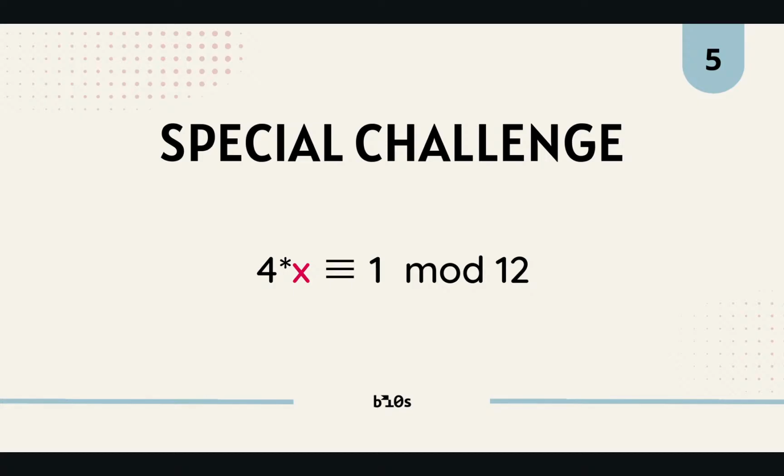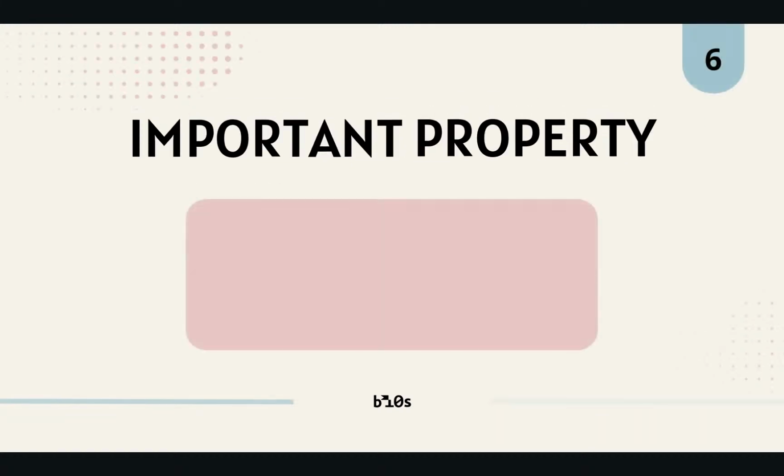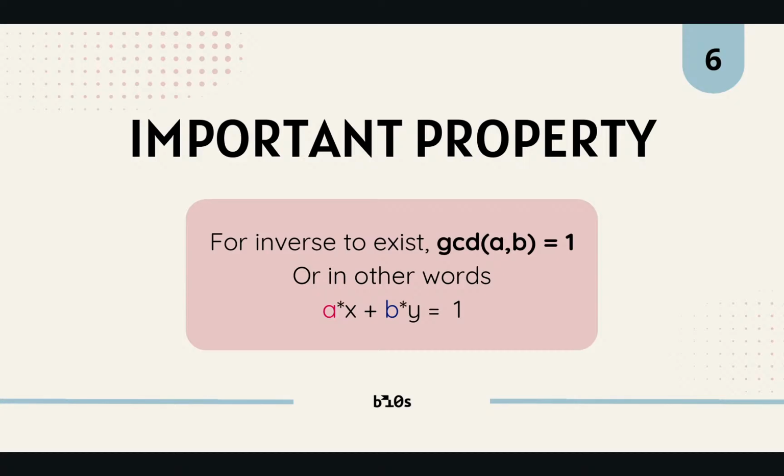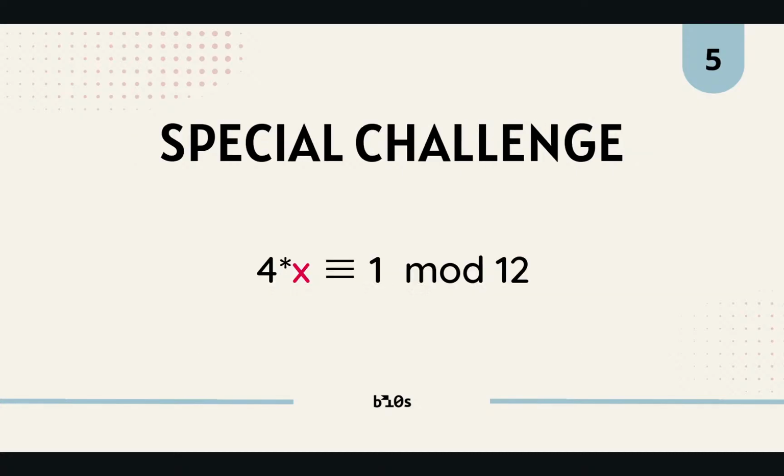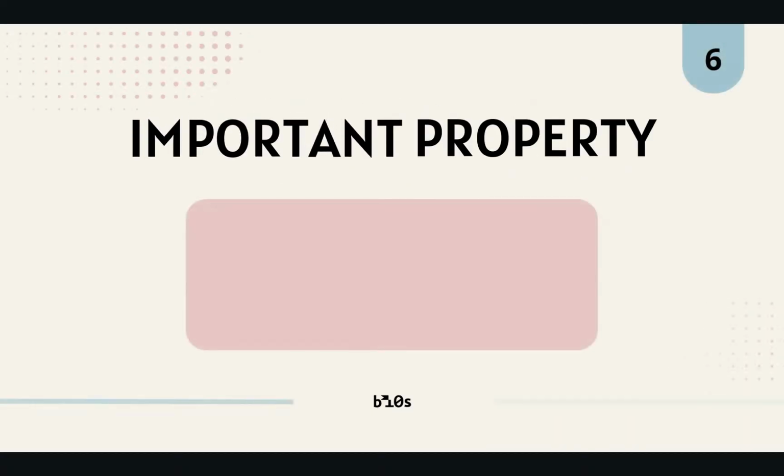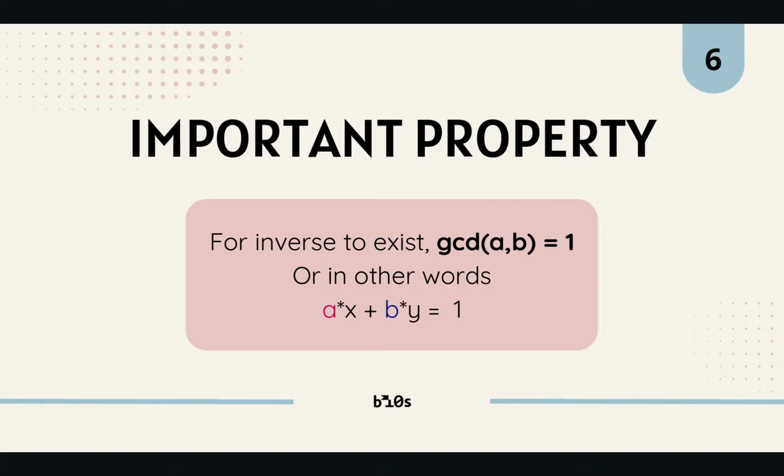All right. So you might have noticed that this challenge is a lot harder than expected, right? There's a particular criterion for when you want to find the inverse of a number. That criterion is that the numbers a and b should be co-prime, as in they should not have any common factors. So we want to find the inverse of 4 modulo 12. Well, what is the GCD, or greatest common divisor, of 4 and 12? It was 4 itself. So the criterion was not satisfied.